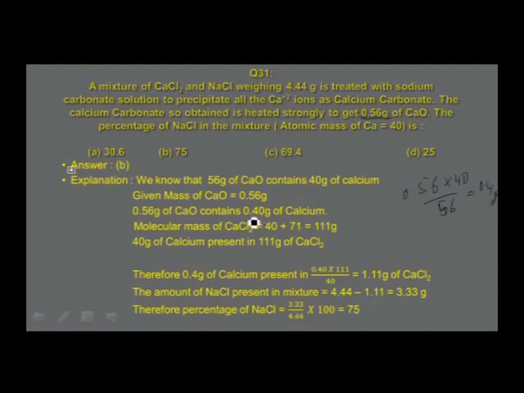So this is 0.4 grams of calcium written directly. This is how we calculate that as 0.4 grams. Or if you take 56 contains 40, or 0.56 grams of the oxide will contain 0.4 grams of calcium. Proceed.